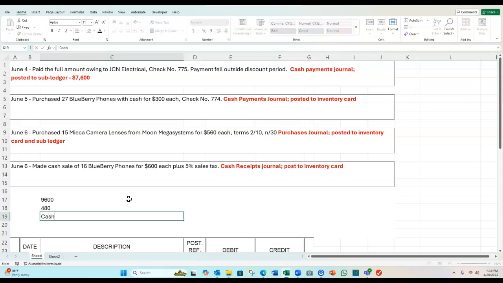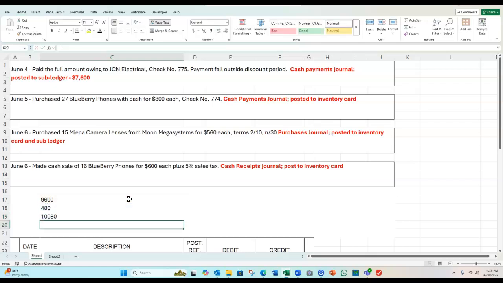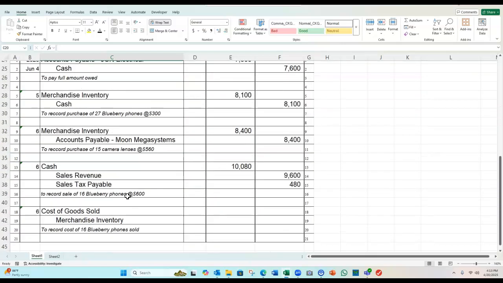And so the amount of cash I'm going to receive is the sum of those. I'm going to receive $10,080 in order to give him these Blueberry phones. He has to pay me the amount for the phones. That's my revenue, $9,600. He also has to pay me the sales tax because I've got to pay that to the state. So that's what my entry is going to look like. A debit to cash for $10,080. Sales revenue is a credit of $9,600, and sales tax payable a credit of $480.